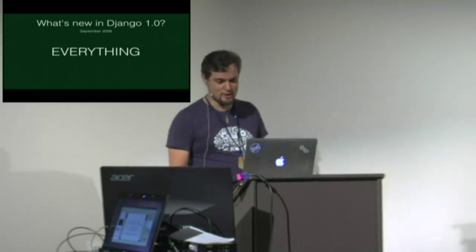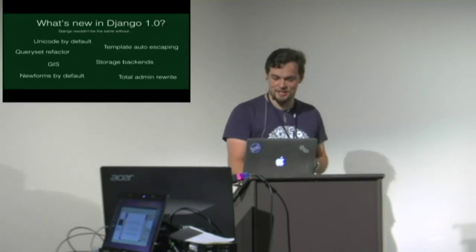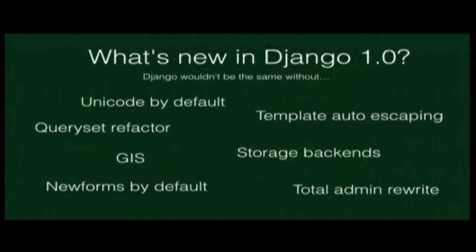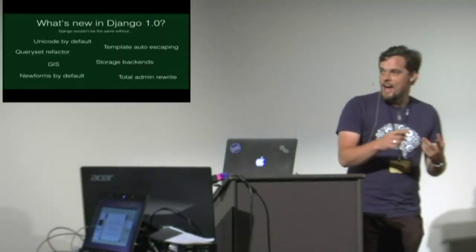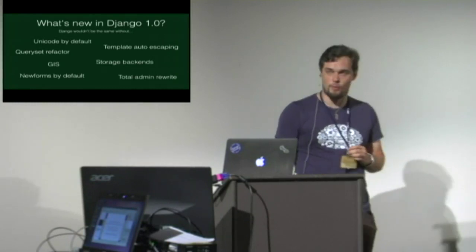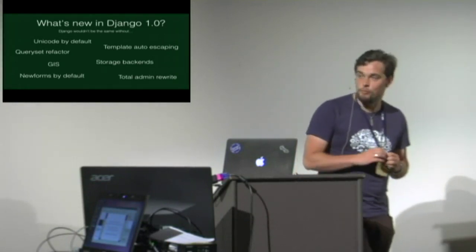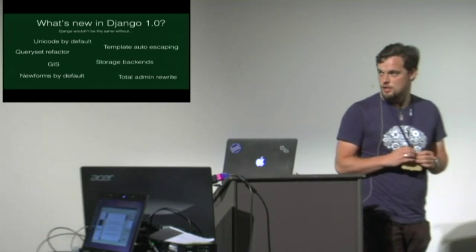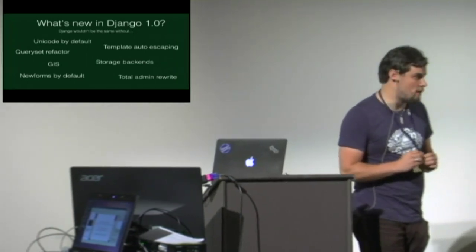Well, for those of you with shorter memories who can't quite remember, here's some of the stuff that came out in 1.0, which basically makes Django look like it does now. We had Unicode by default. We had template auto-escaping. The queryset refactor landed that basically rewrote the ORM and made it make sense, kind of. We added contrib.gis, we added storage backends so you could store a file somewhere other than the local file system. We ditched old forms, which was a good decision, and we pretty much rewrote the admin from the ground up.